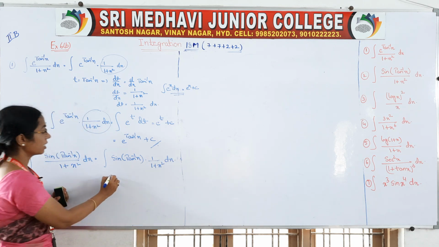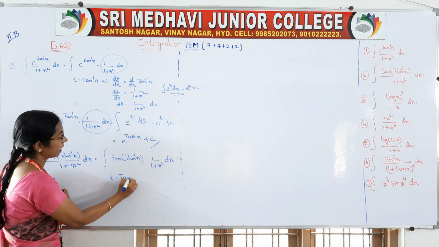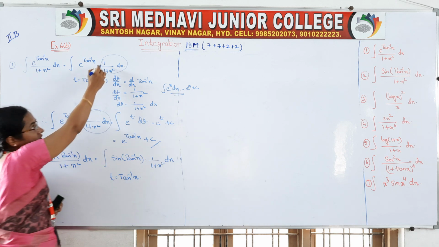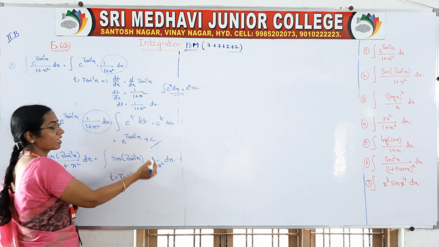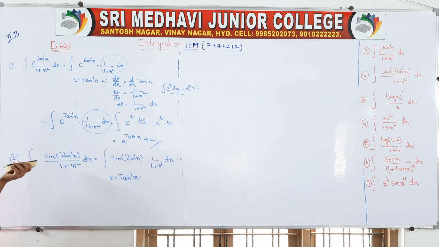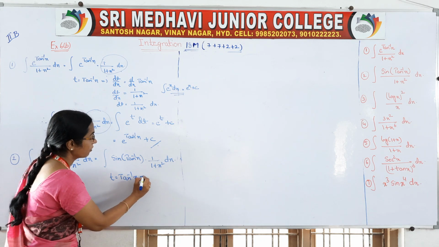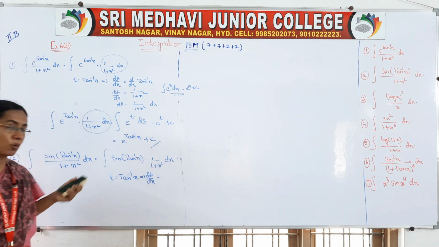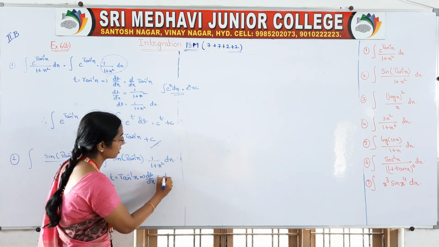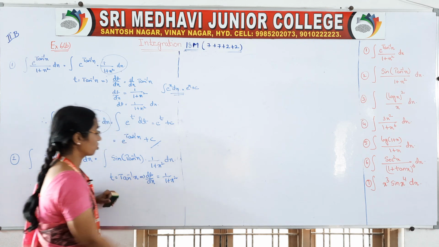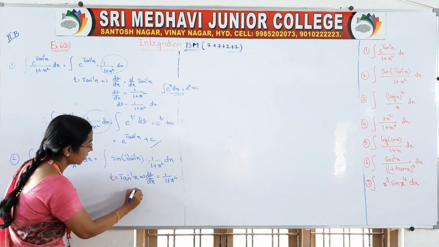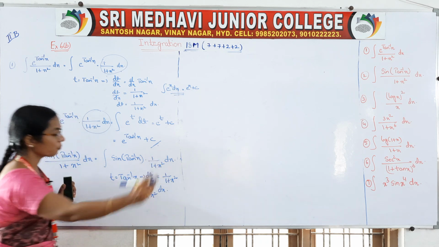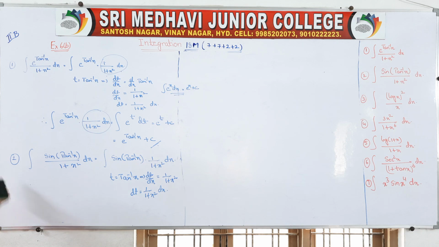So you take t is equal to tan inverse x. Differentiating with respect to x, it is the same: here we have 1 by 1 plus x square dx, and here also we have 1 by 1 plus x square dx. Differentiating with respect to x on both sides, dt by dx is equal to d by dx of tan inverse x, which is 1 by 1 plus x square. Send dx to that side: dt is equal to 1 by 1 plus x square into dx. Now apply in the formula.